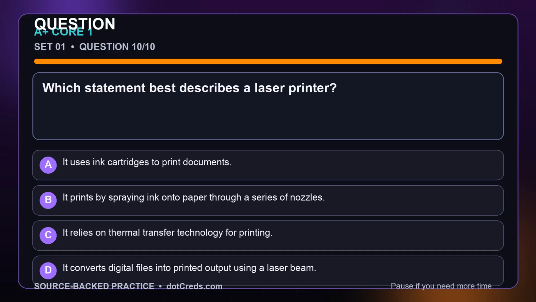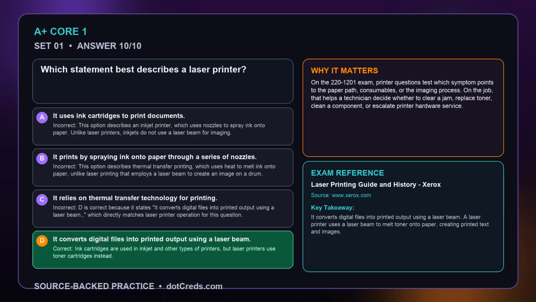Lock your answer now. Question 10 answer. D. It converts digital files into printed output using a laser beam. A laser printer uses a laser beam to melt toner onto paper, creating printed text and images.